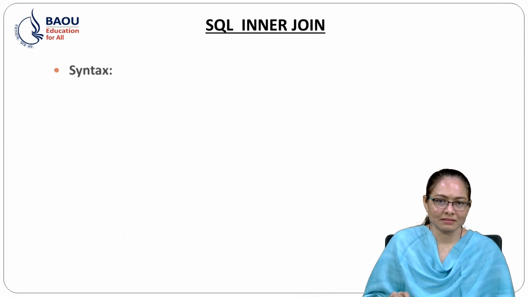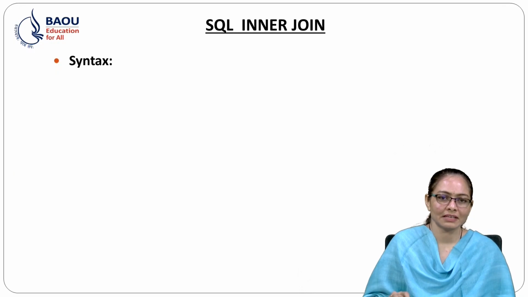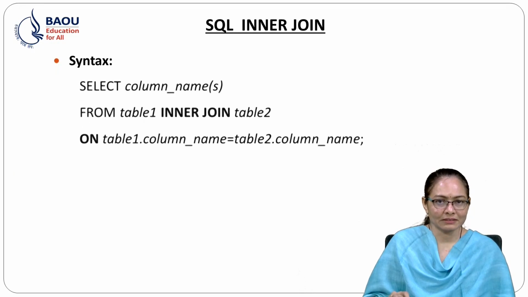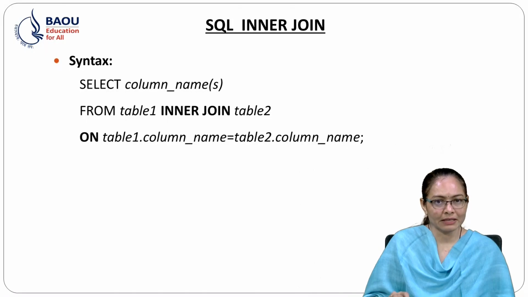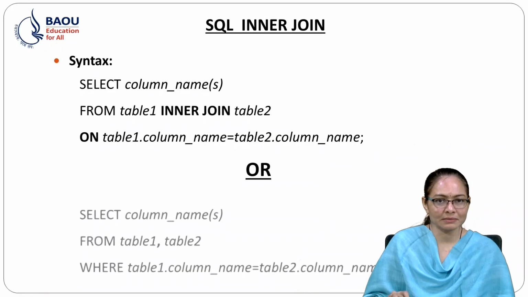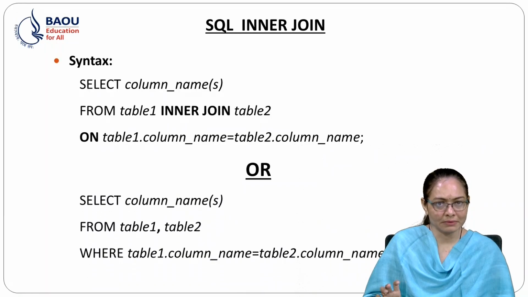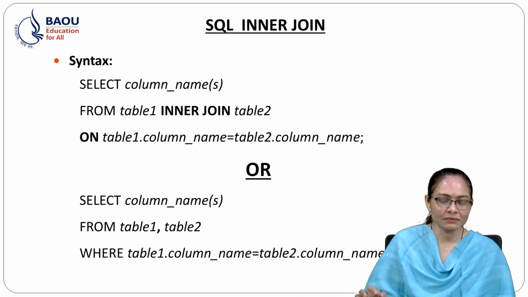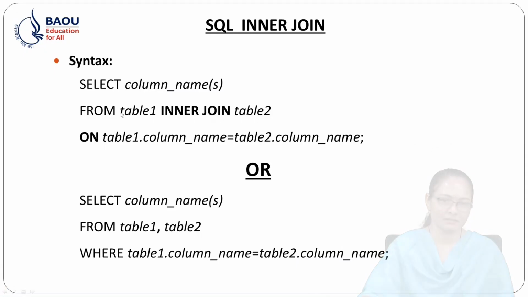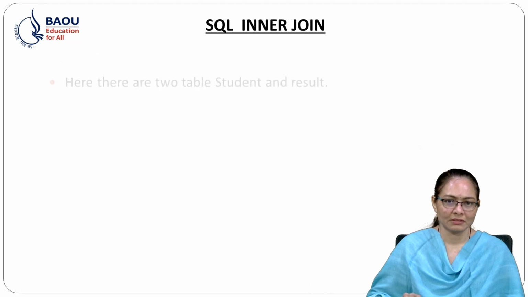Now see the syntax of the inner join. Select column names from table name 1 inner join table 2 on table 1 dot column name equals table 2 dot column name. The other form is select column names from table name 1 comma table name 2. In the first, we see the inner join is used. We can also write it like this using a comma and a where condition.